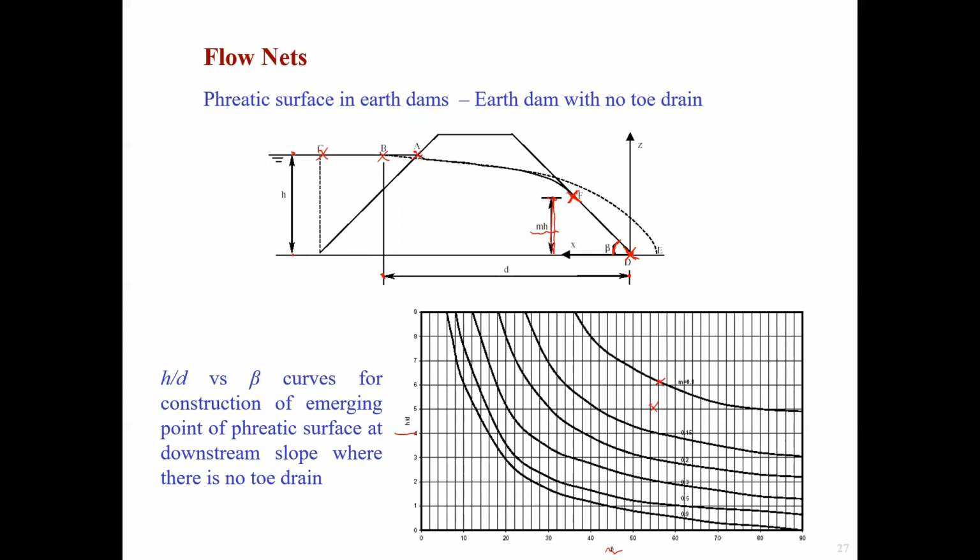Then we are able to sketch this phreatic surface from the point A and draw a roughly smooth curve, but now it's roughly tangent at the point F. So this is the phreatic surface from A to point F. This is the case for the earth dam with no toe drain, and the previous case is the earth dam with toe drain, and how we plot the phreatic surface. So these are some cases for your information.